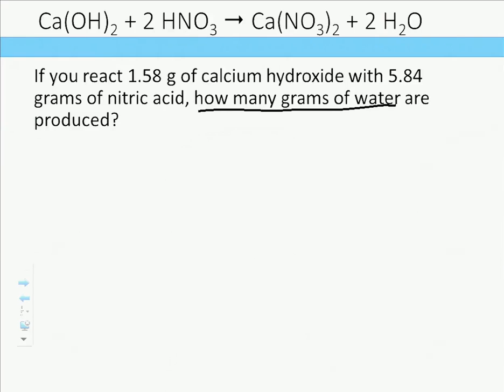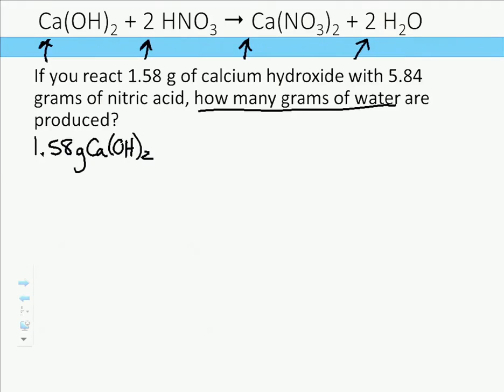So what I mean by that is I'm going to start out here with 1.58 grams of calcium hydroxide. I want to see how much water will be produced in moles, because you have to compare moles to moles. You can't compare grams to grams. You also cannot compare moles of one substance with moles of another. You have to compare moles to moles because you have to take into account these coefficients. If you don't take into account your coefficients, you may end up wrong.